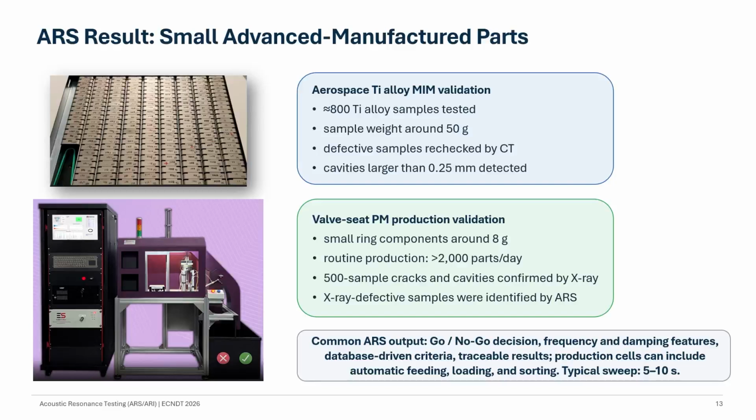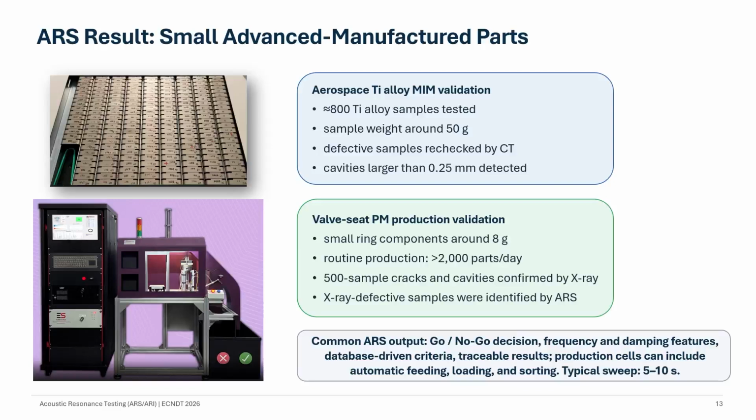The second example is valve seat production testing. These are small powder metallurgy ring components, around 8 grams. The system is used in routine production for more than 2,000 parts per day. Cracks and cavities were confirmed by X-ray, and X-ray defective samples were also identified by ARS. The common output is a go-no-go decision based on frequency, damping, and database-driven criteria.